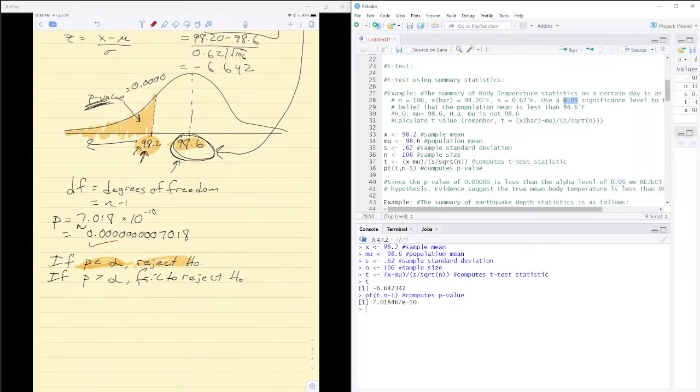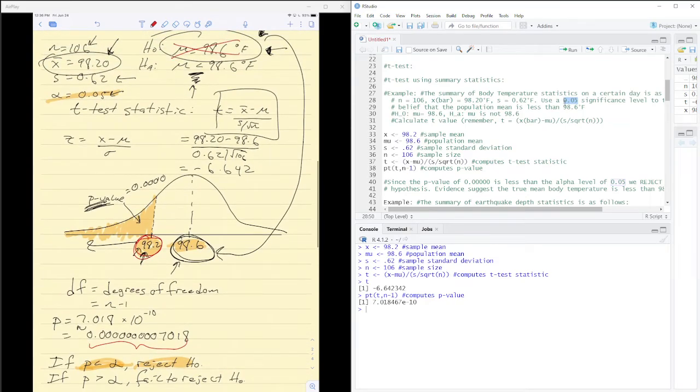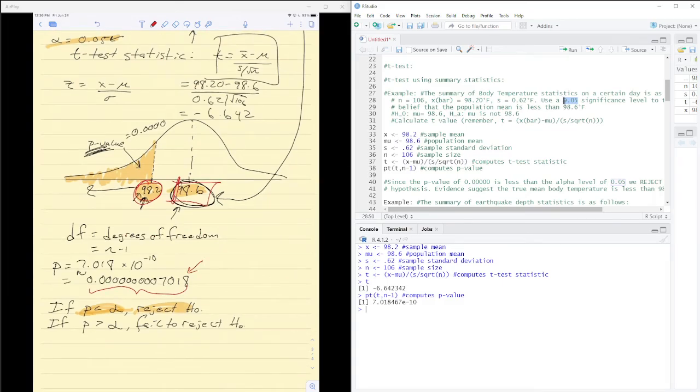This is the probability that we get a mean of 98.2 from a sample of size 106, assuming that the true population mean is 98.6, right? That was the assumption we made. So it's essentially a 0% probability. It's a 0% chance that we're going to get this, assuming this is the mean. So this must not be the mean. This mean must be something else, is the conclusion.